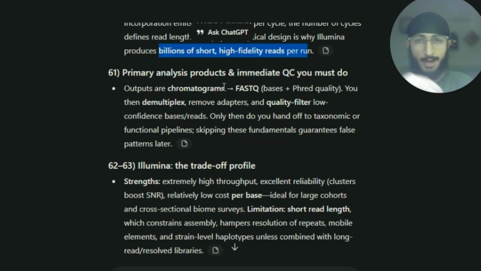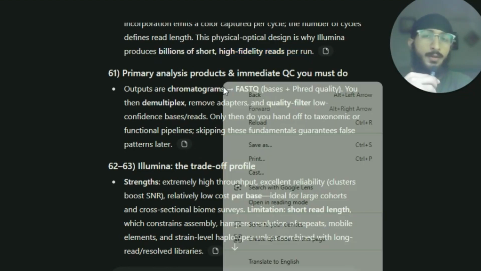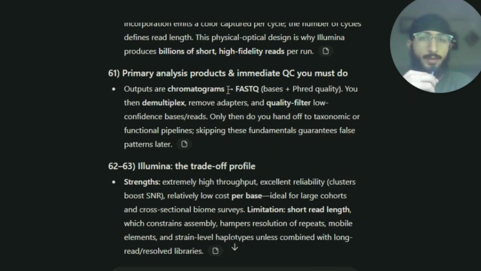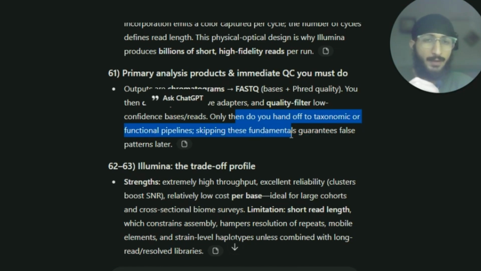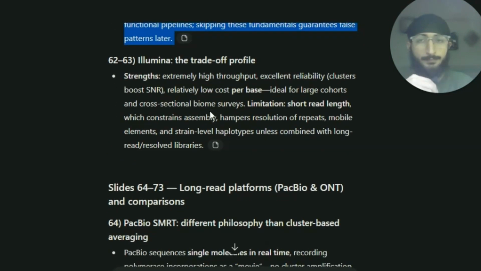Now, primary analysis products and the immediate QC you must do. The outputs are chromatograms, FASTQ bases plus Phred quality. You then demultiplex, remove adapters, and quality filter low confidence bases or reads. Only then do you hand off to taxonomic or functional pipelines. Skipping these fundamentals guarantees false patterns later.